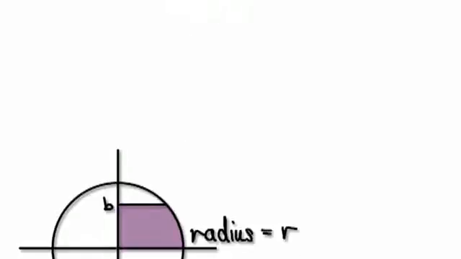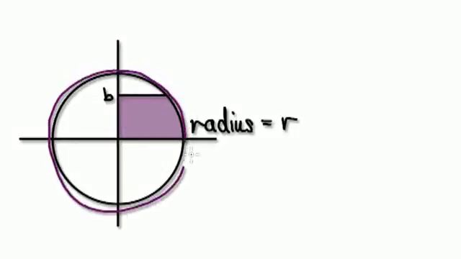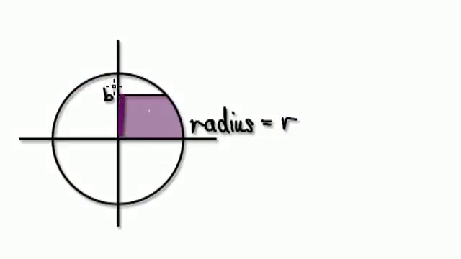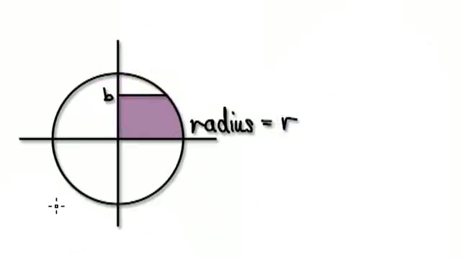Okay, let's give you guys some practice. Work out this purple area here. All that you're given is that the radius of this circle is r, and the height here is b. Work out this purple area, and you have to express the answer in terms of r and in terms of b. Okay, so press pause and have a go.